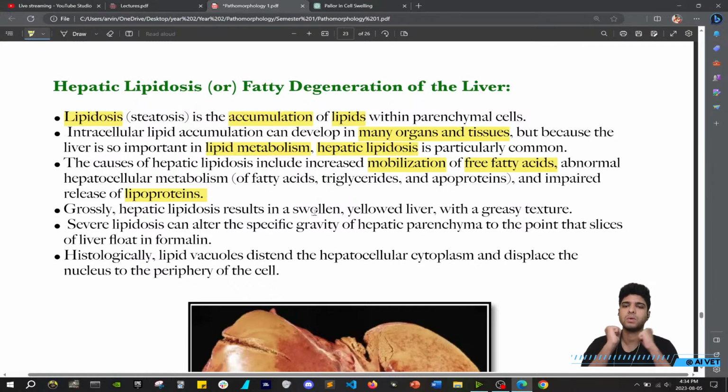So first thing is there's accumulation of lipids in the parenchyma cells. Specifically, hepatic lipidosis is common because a lot of lipid is accumulated in the liver parenchymal cells. And how does that happen? This can happen in many other organs as well, but it's very common in liver. The causes of hepatic lipidosis include mobilization of free fatty acids and abnormal hepatocellular metabolism.